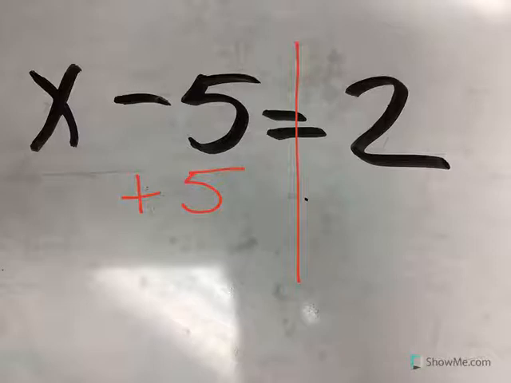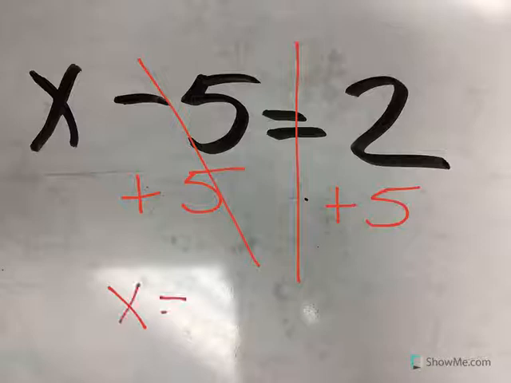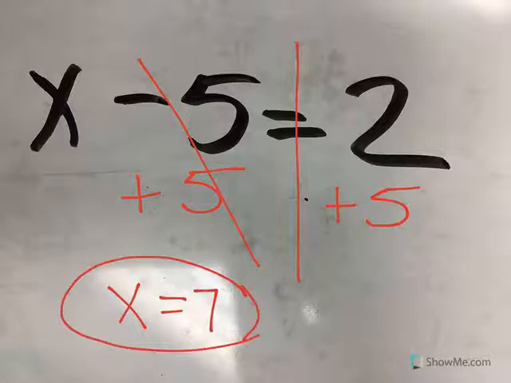So I added 5 to this side. It zeroes out because negative 5 plus 5 is 0. So whatever you do to the left side, you do to the right side. So x equals 7. So we can plug it back in. 7 minus 5 equals 2. And so we did it correctly. And now we know the missing or unknown variable value, which is 7.